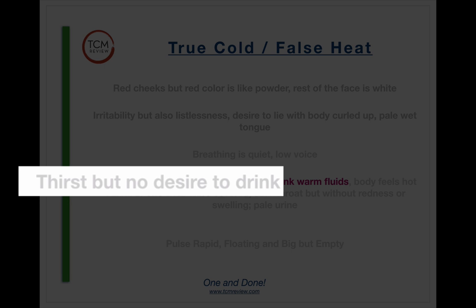So what syndrome is that? When you see thirst, but no desire to drink, that tells you damp heat, doesn't it? And while we have heat symptoms here, we don't have damp symptoms. We don't have distension. We don't have heaviness. We don't have mucus in the urine. We don't have diarrhea with a foul odor or with burning sensation, etc. So this is definitely not damp heat. Don't let that one symptom confuse you. This is how it manifests with true cold, false heat.